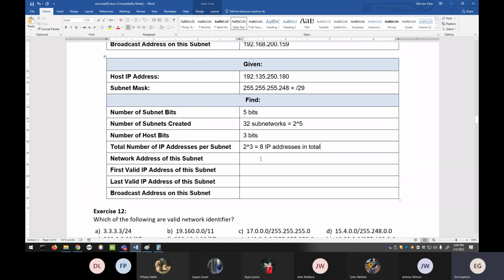Okay, what is the network address for this subnet? So 2 ways to do it. First way will be what?